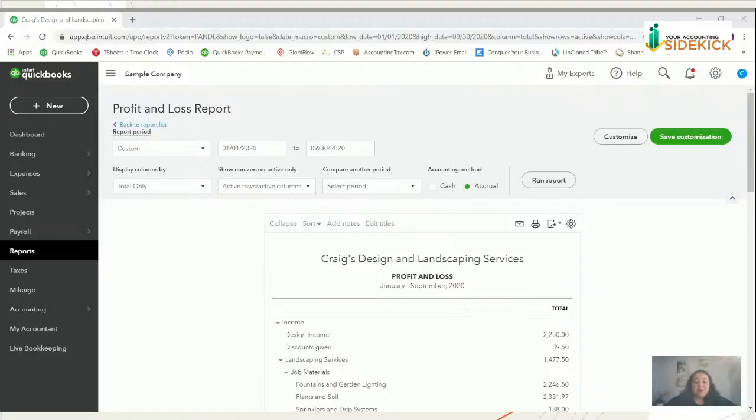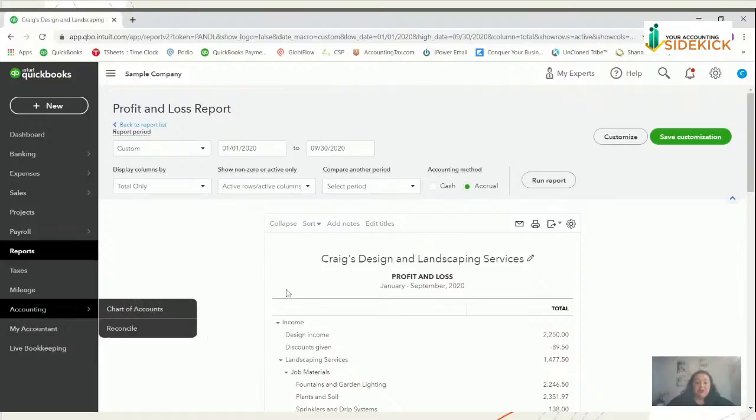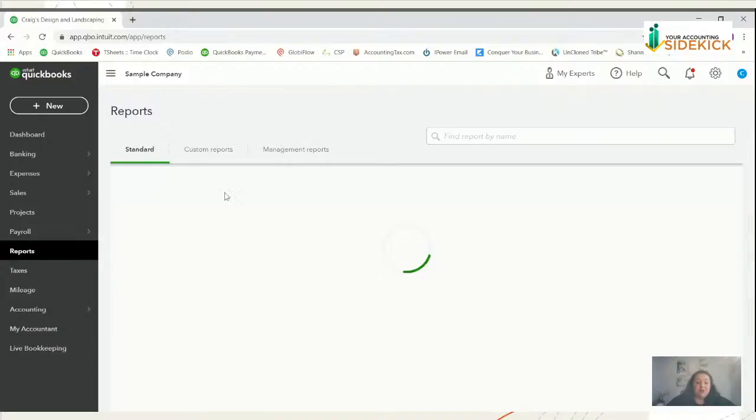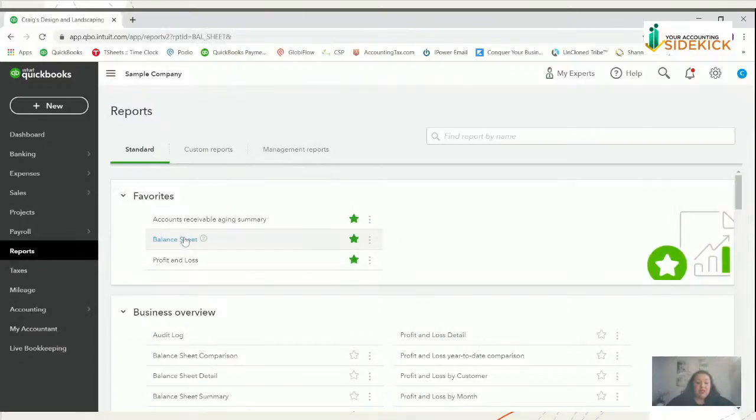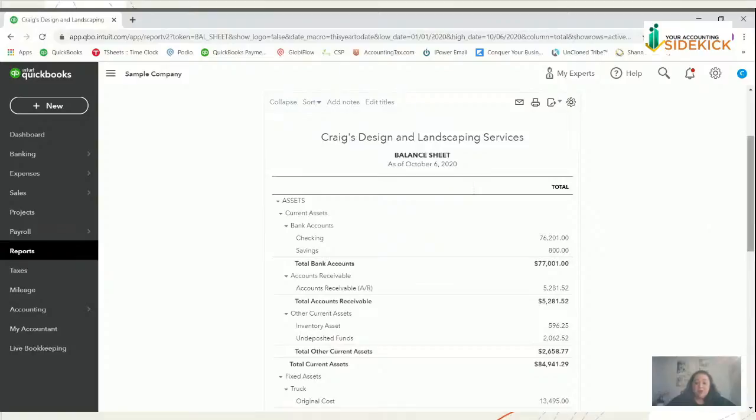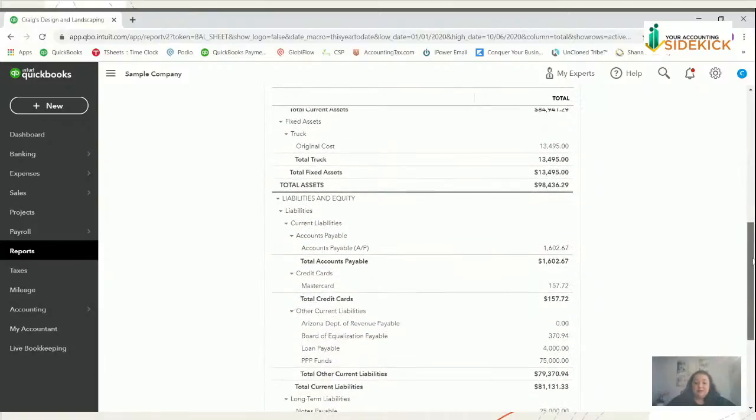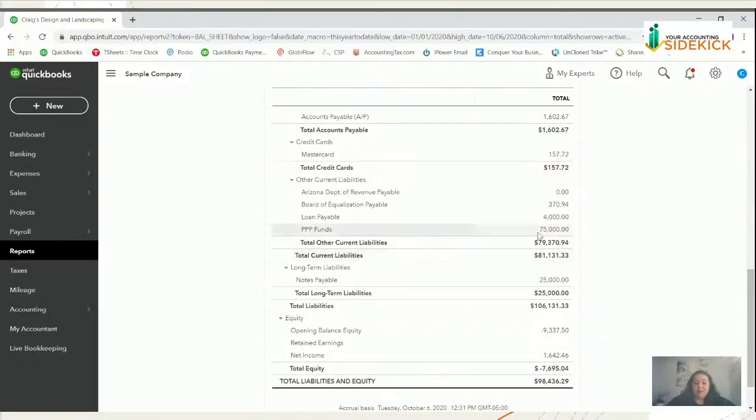And for me, it's kind of a roundabout way of saying that the PPP funds are going to be taxable if they are forgiven. If not, then it's going to be treated as a loan and it'll just stay on the balance sheet. So right now we're looking at the P&L, but if we go over here to the balance sheet and look at that, we are going to see this liability account for PPP funds sitting right here under other liabilities or under the current liabilities.